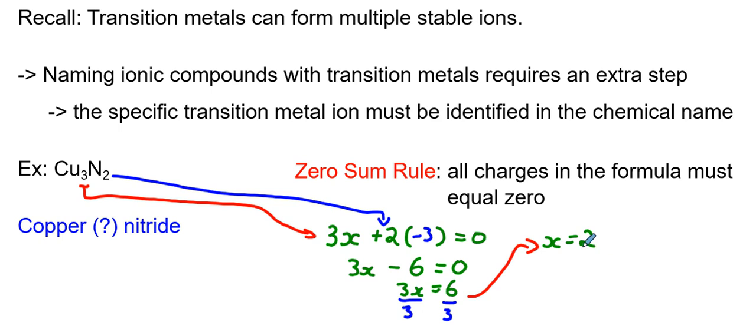So what this means is that this isn't just copper nitride, this is copper(II) nitride. The charge on the copper must be 2 for this to work. We would rewrite this as copper(II) nitride, filling in for that question mark with the 2 that we found. Sometimes you'll get good at this and be able to do this by inspection, but this is the formal way to figure out how this works.